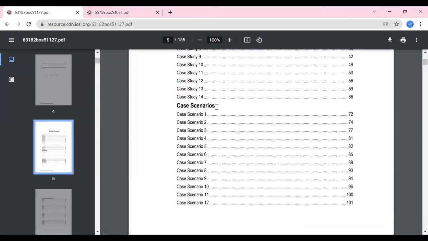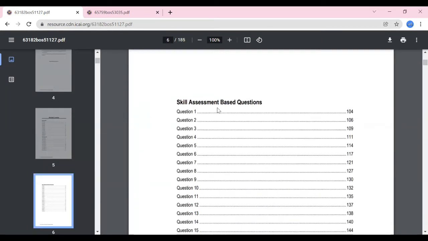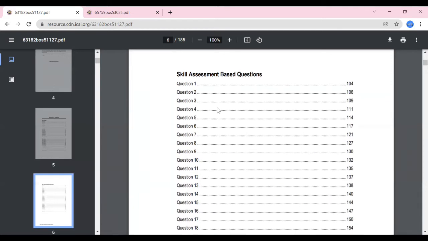Case scenarios are again a compact form of case studies. They are more specific to a particular topic and are very crisp, not as wide and as holistic as a case study. And lastly, there are certain skill assessment based questions, maybe a problem or a mathematical problem where you need to find a solution, or more simplistic questions asked more independently than others. So again, you could go through these too.